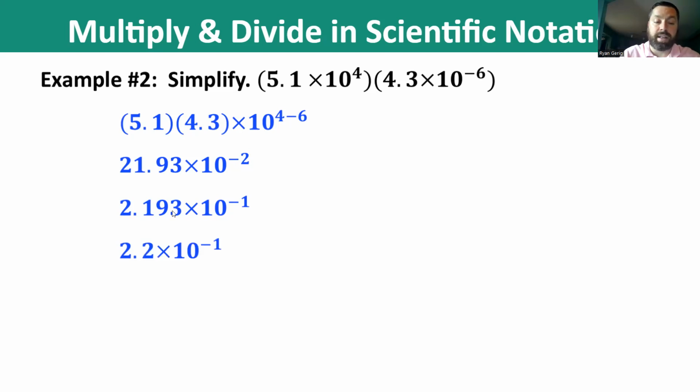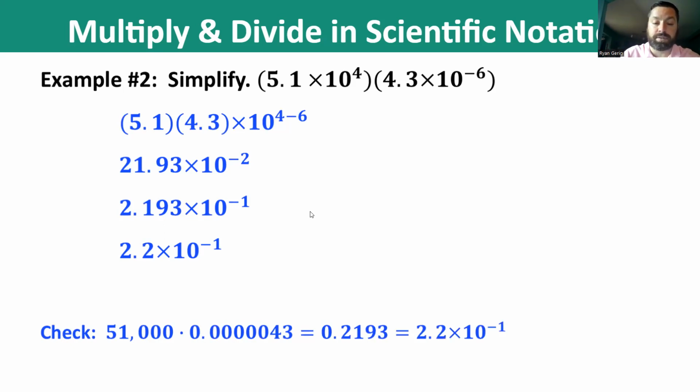But I can't leave that. That's 4 significant digits there, 2, 1, 9, and 3. I only have 2 in each of my original starting numbers. So I can only have 2 in my final answer. So I round that. I look at the 1, I look at the number next to it, that's a 9, so I round that to 2, 2.2 times 10 to the negative 1st. Let's check that answer. Write them both in standard notation. So 5.1 times 10 to the 4th is 51,000. 4.3 times 10 to the negative 6th is a very small number. Multiply those together, you get 0.2193. Move the decimal over 1, and you get 2.2 times 10 to the negative 1st.